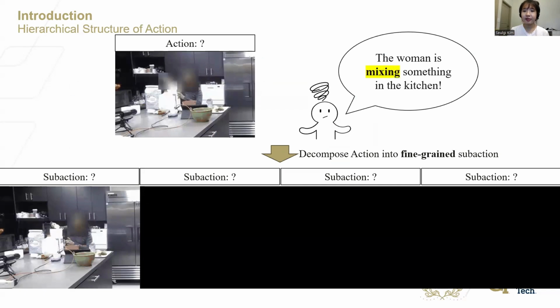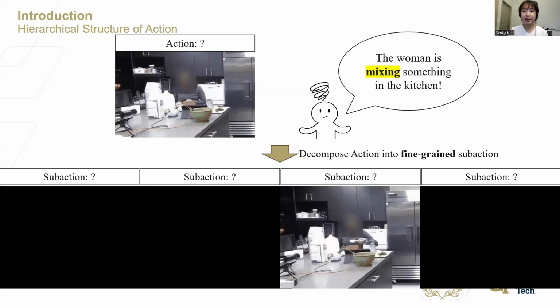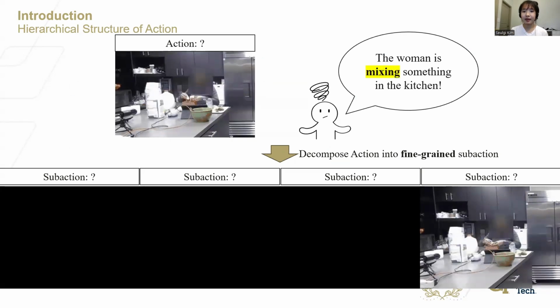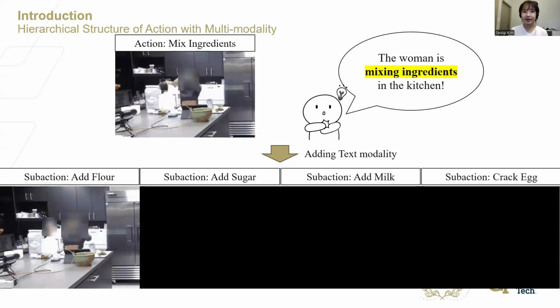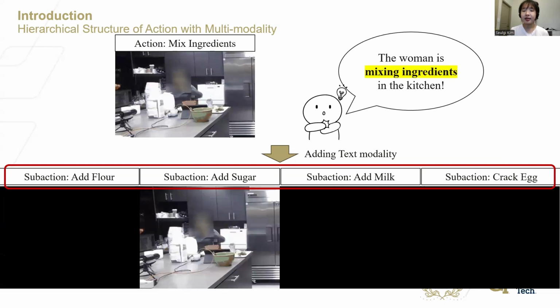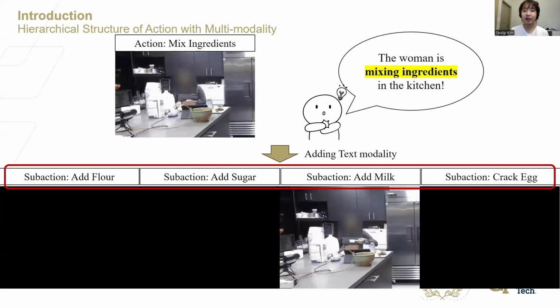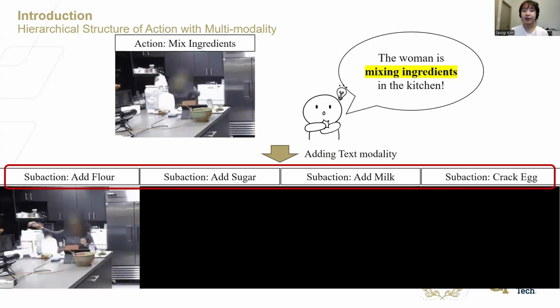To successfully address this challenge, it is crucial to understand the hierarchical structure of action. Actions can be decomposed into a sequence of fine-grained sub-actions. This hierarchical breakdown makes the temporal structure more explicit and meaning more precise. Additionally, if we incorporate text as an additional modality to describe these sub-actions, the semantics become even clearer. This is because compared to the visual signals that only show motion, text can identify its sub-actions.